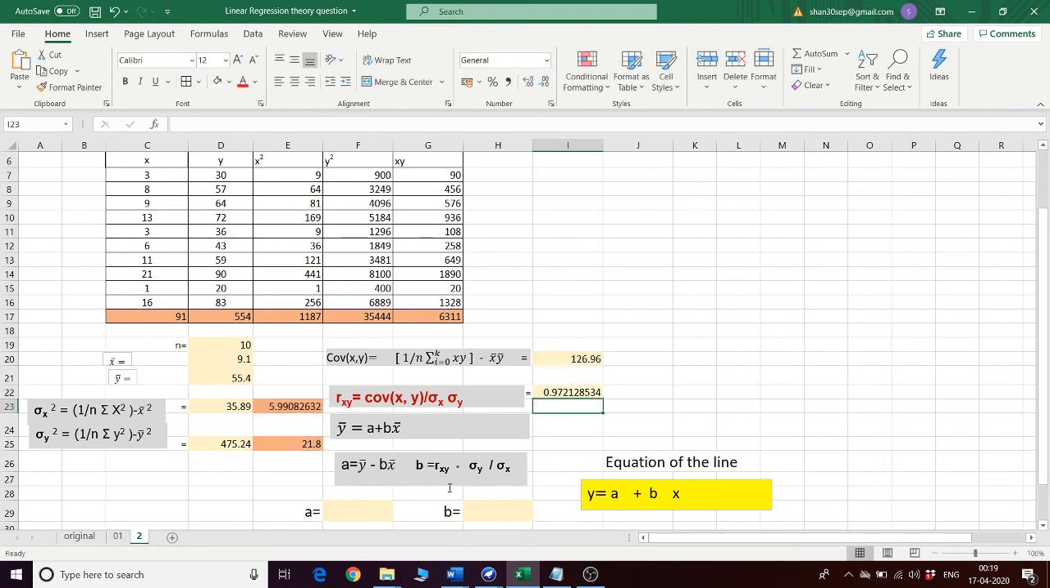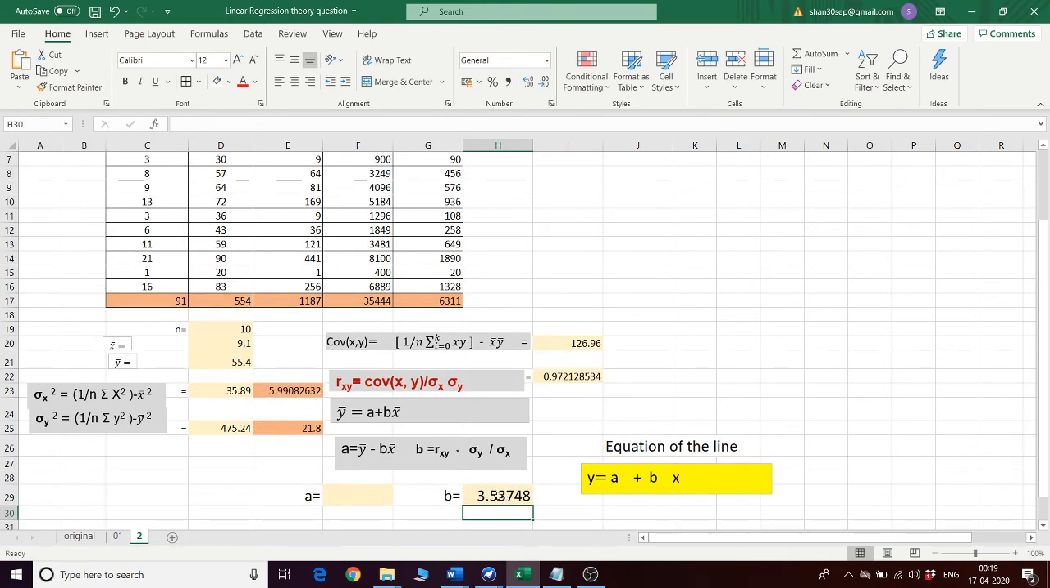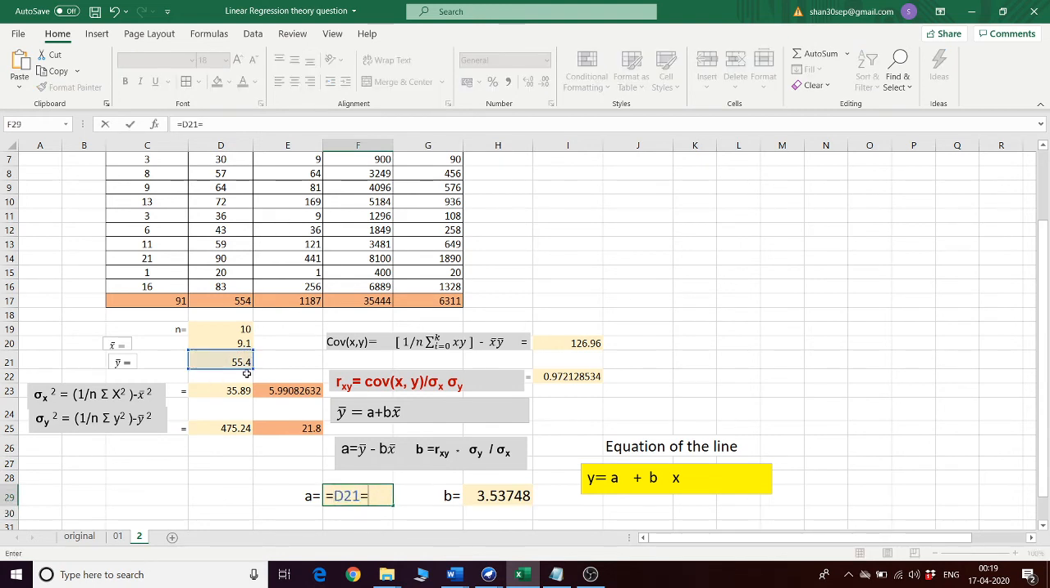Okay, now to find the value of b, you have to take the regression coefficient value, multiply it by the standard deviation of y. Okay. Then we've got to divide it by the standard deviation of x. Okay, so this is the value of b we have got. To find the value of a, it is equal to the mean of y minus the value of whatever b has come out for you, which has to be multiplied by the mean of x.